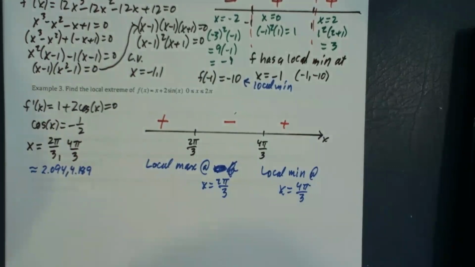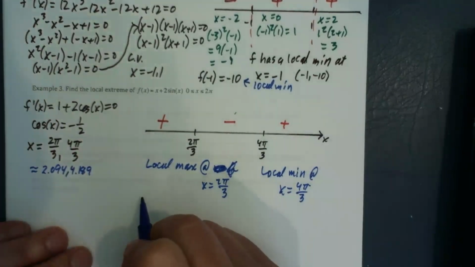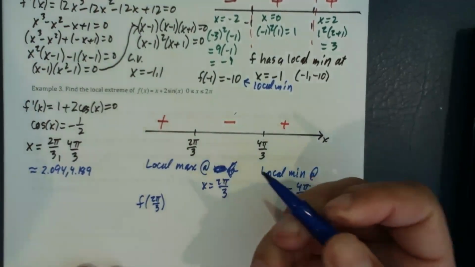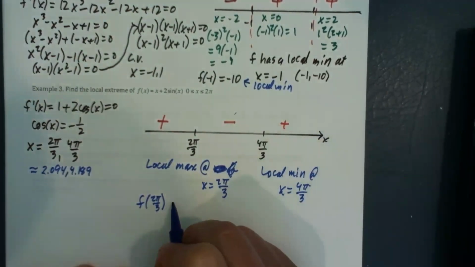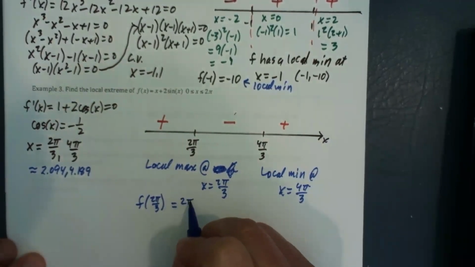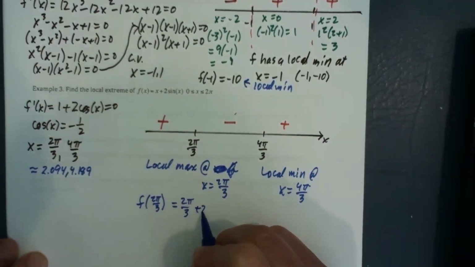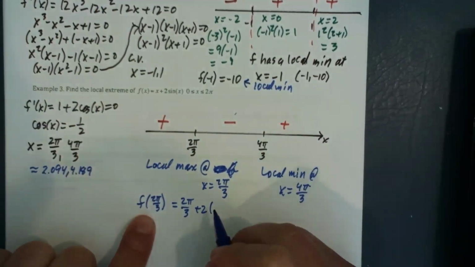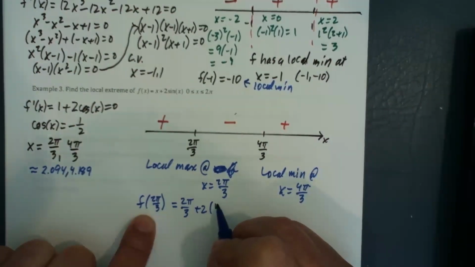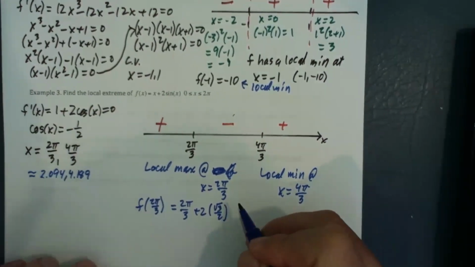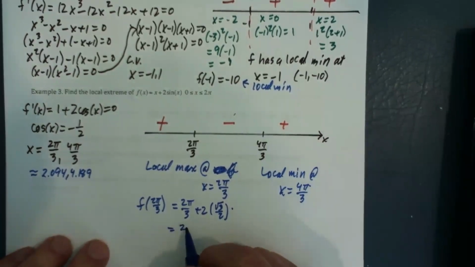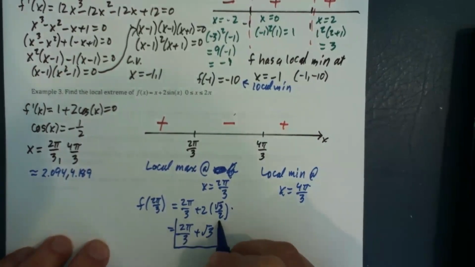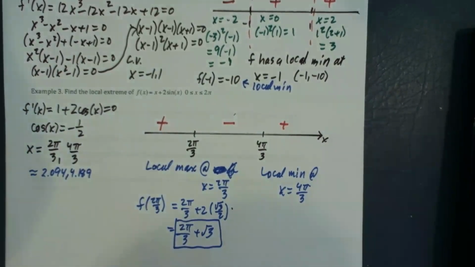And what we can do is actually find what the local maximum is. So f of 2 pi over 3. And that is going to give us 2 pi over 3 plus 2 times the sine of 2 pi over 3. The sine of 2 pi over 3, sine is positive in quadrant 2. This is root 3 over 2, which is 2 pi over 3 plus root 3. So this is, again, our local maximum.